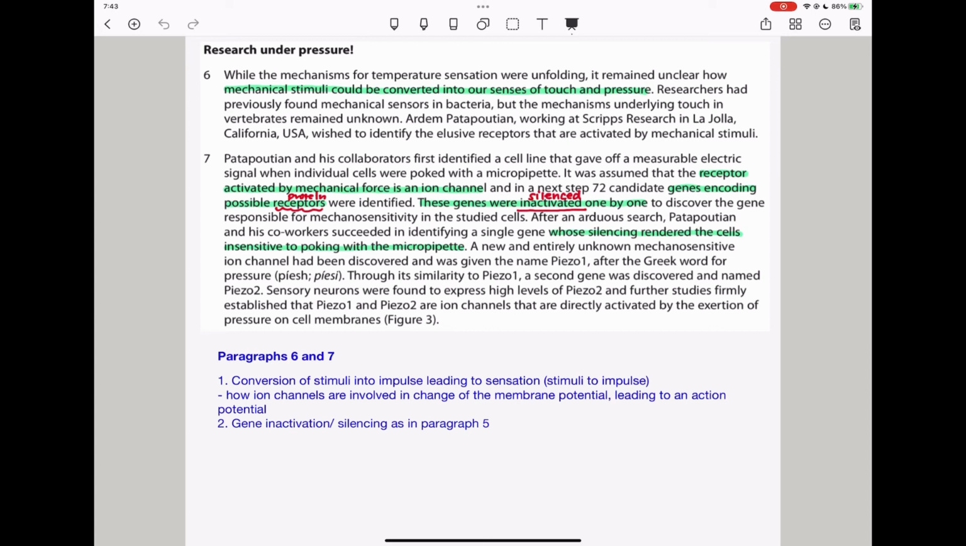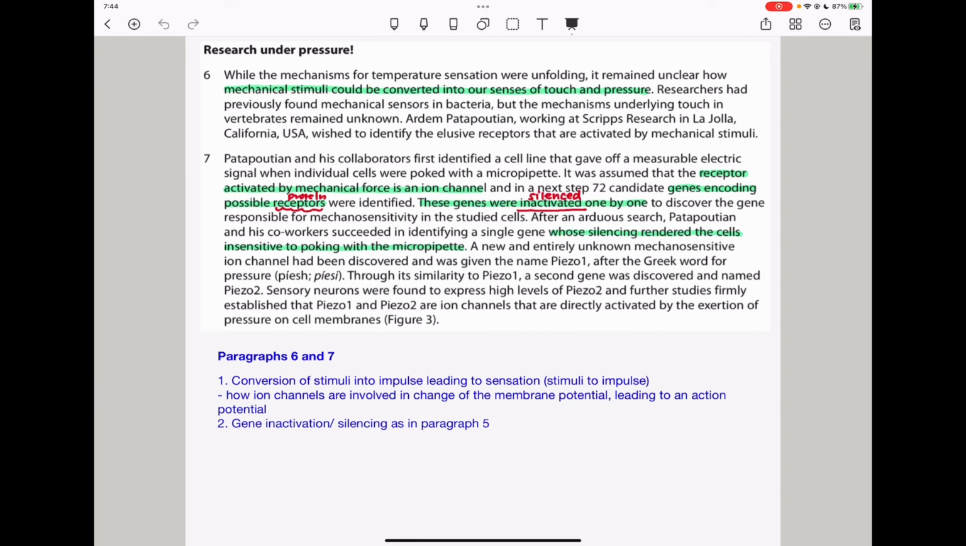Paragraph 6, here they talk about the mechanical stimuli being converted into our senses of touch and pressure. So this is about formation of an action potential, or formation of a nerve impulse from the stimulus. Also, in paragraph 7, they said it was assumed that the receptor activated by mechanical force is an ion channel. So please focus on how ion channels are involved in generation of impulses as well as action potentials. Remember, ion channels open or close to allow movement of specific ions in different directions in order to cause a potential difference, so that electrical signals can be generated for impulses to go through the neurons into the central nervous system.